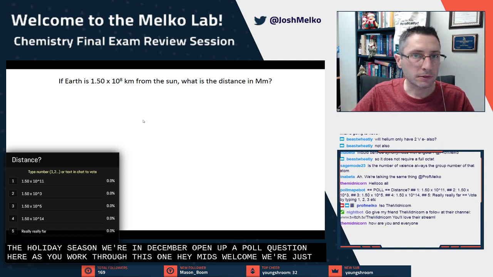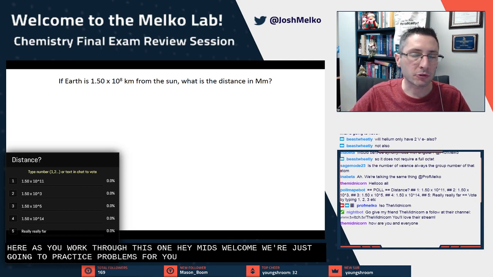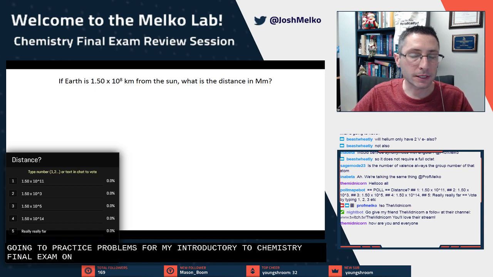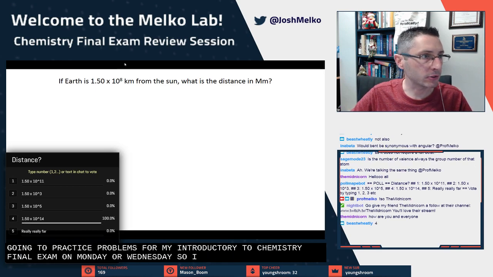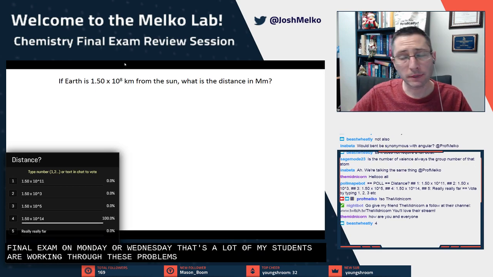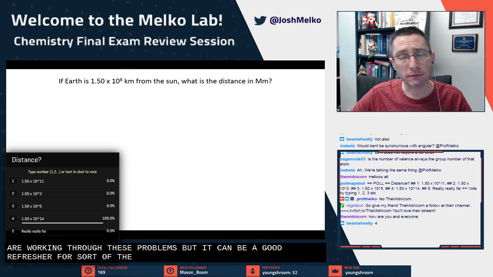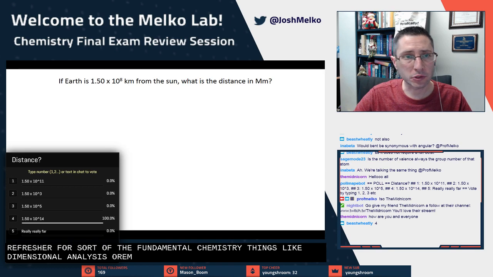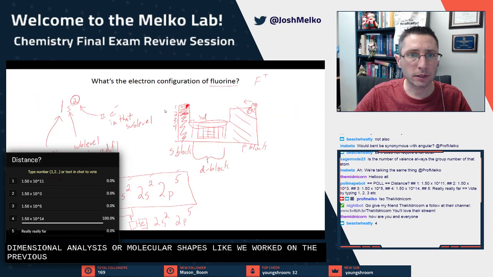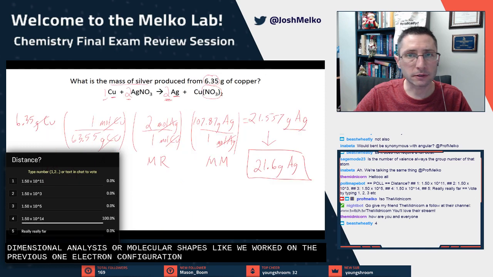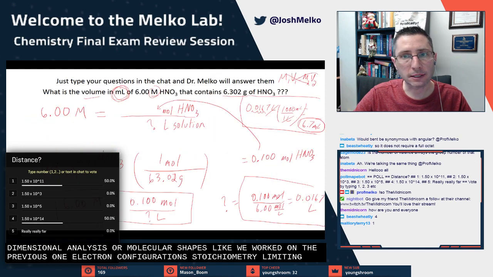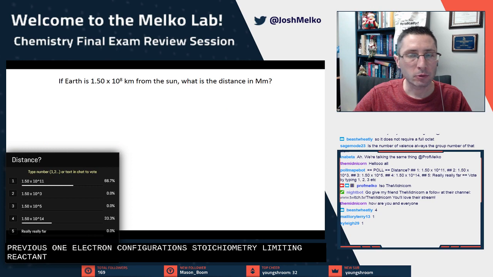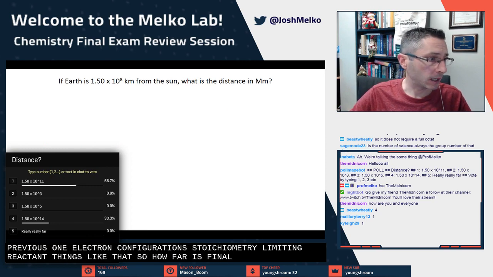We're just doing some practice problems for my Introductory Chemistry final exam on Monday or Wednesday. So a lot of my students are working through these problems, but it can be a good refresher for fundamental chemistry, things like dimensional analysis or molecular shapes, like we worked on in the previous one, electron configurations, stoichiometry, limiting reactant, molarity, things like that. So we're discussing all those concepts as we go and reviewing for our final.